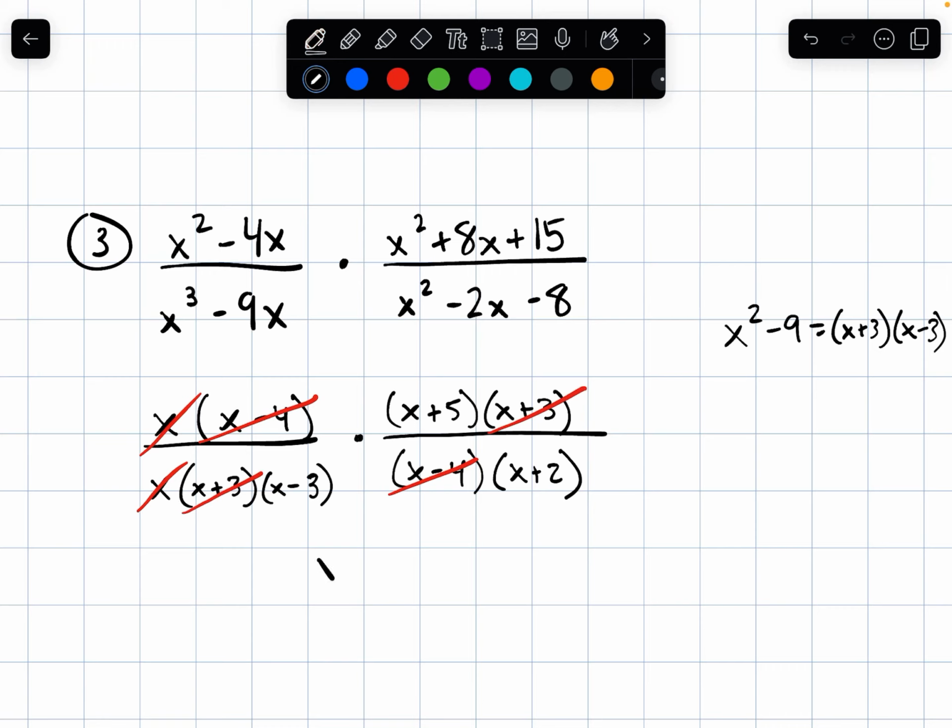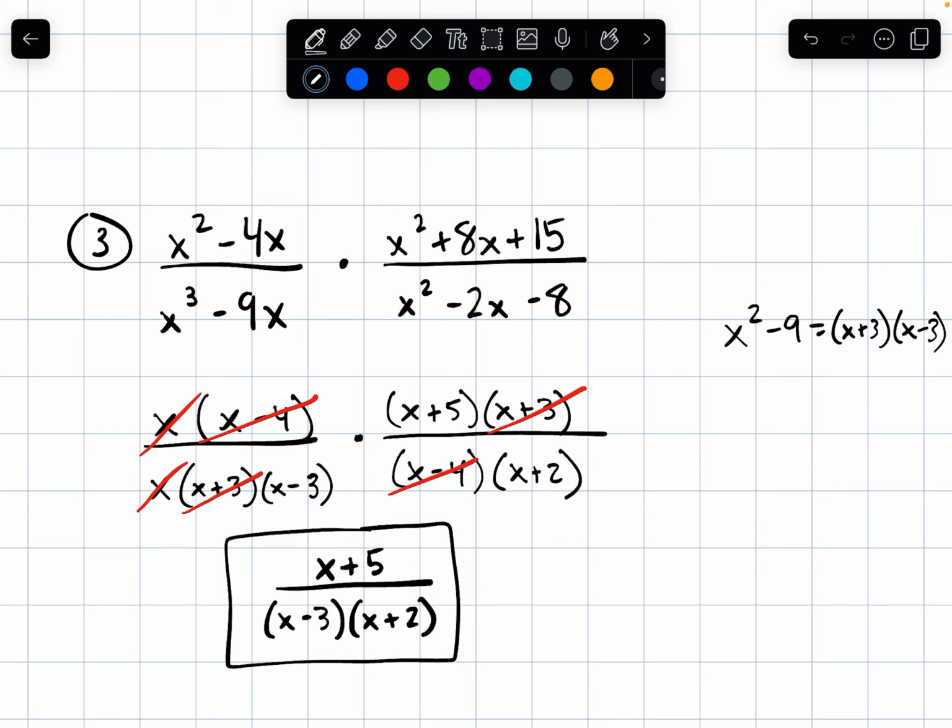So we're going to go ahead and write our final answer. In the numerator, we have x plus 5. In the denominator, we have x minus 3. We also have an x plus 2. All right. Now, I'm fine with this answer.